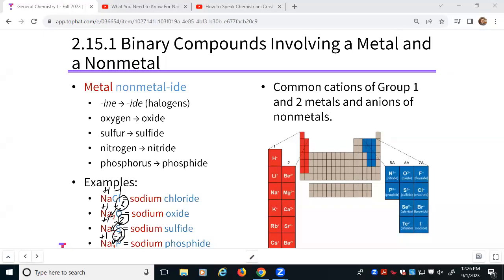So to match the -3 charge on the phosphide, we need 3 sodium ions because each sodium ion only has a +1 charge. So +1 times 3 gives us the +3 to match the -3 of the phosphide.